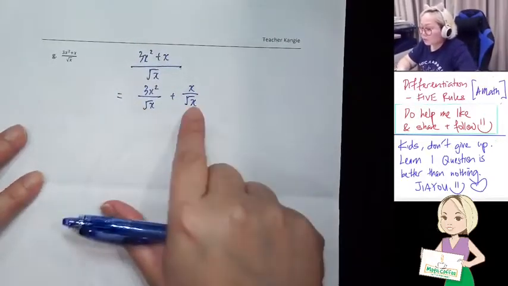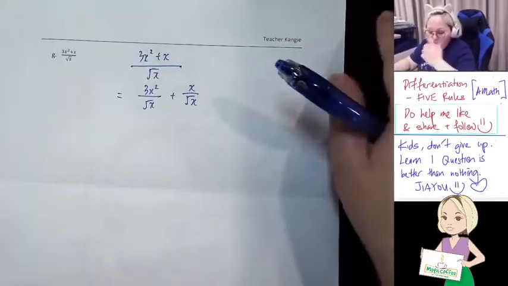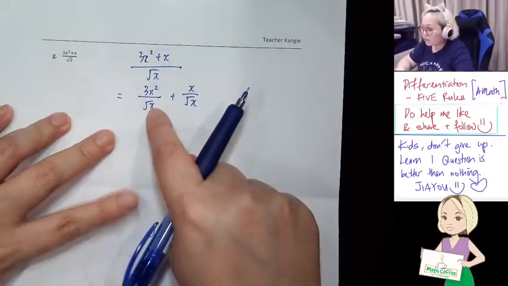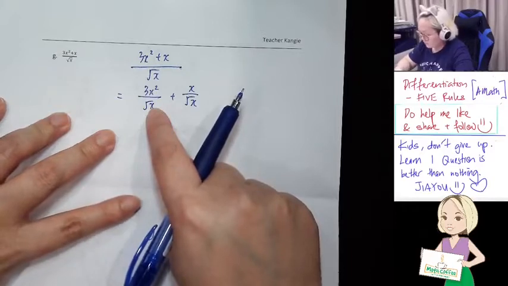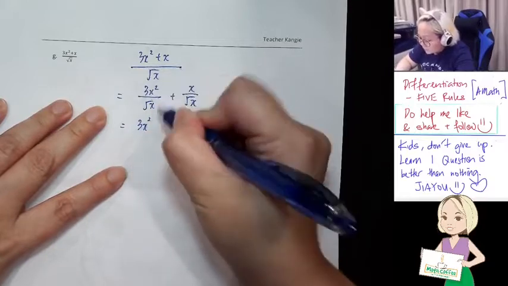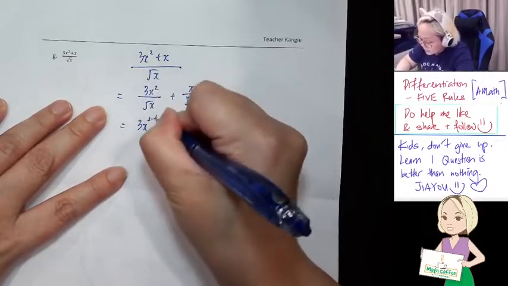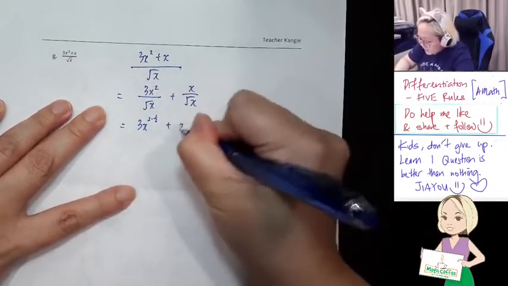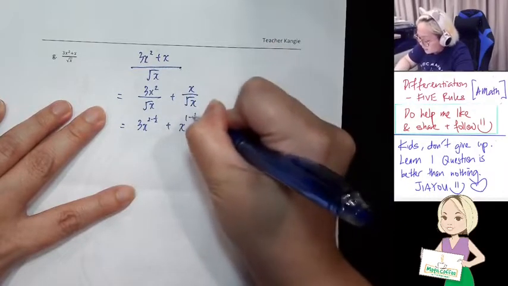Okay, so by doing this, still not ready for differentiation. I need to simplify. So square root x is x to the power of half. So this means I'm going to write 3x squared, because this is half, right? So it's minus half, plus x. This is 1, so 1 minus half.